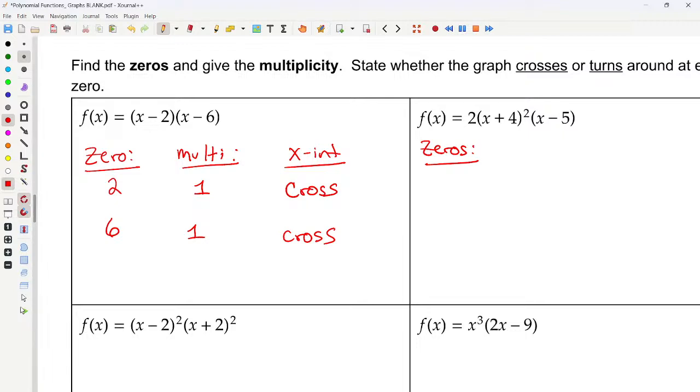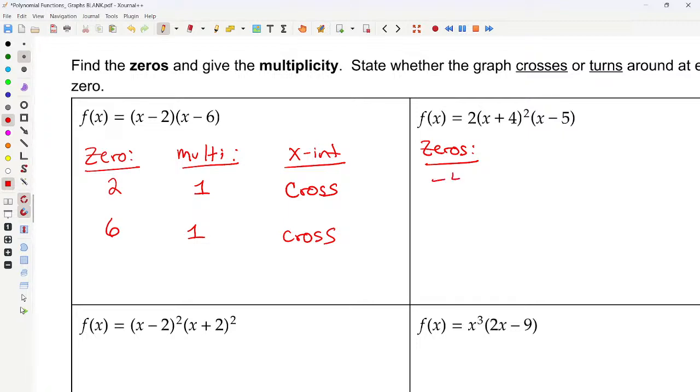What are the zeros? Negative 4. Why do you say 0? Oh, wait a minute. No. The quick answer is let's just check. If I put in 0, this is going to become 16. This is going to become negative 5. 2 times 16 squared times negative 5. Not going to make 0.